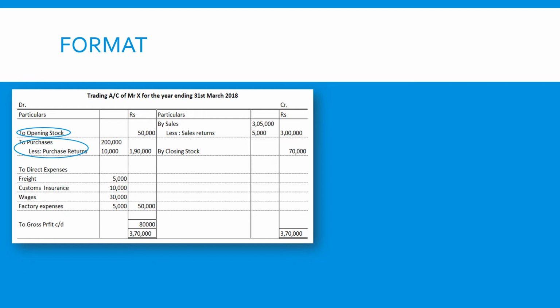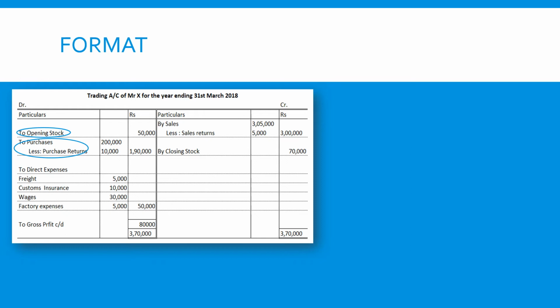So that's an example that I have taken. I have bought some items of 2 lakhs, but I found some of the items that I bought are in a damaged state, so I'm trying to return them to the manufacturer. Here I'm trying to show it as a net impact. That is why I'm saying my purchases are only 1 lakh, because I'm removing the 10,000 rupees from the 2 lakhs, because I'll be returning the 10,000 to the manufacturer. So this is one way of showing it, the net impact.